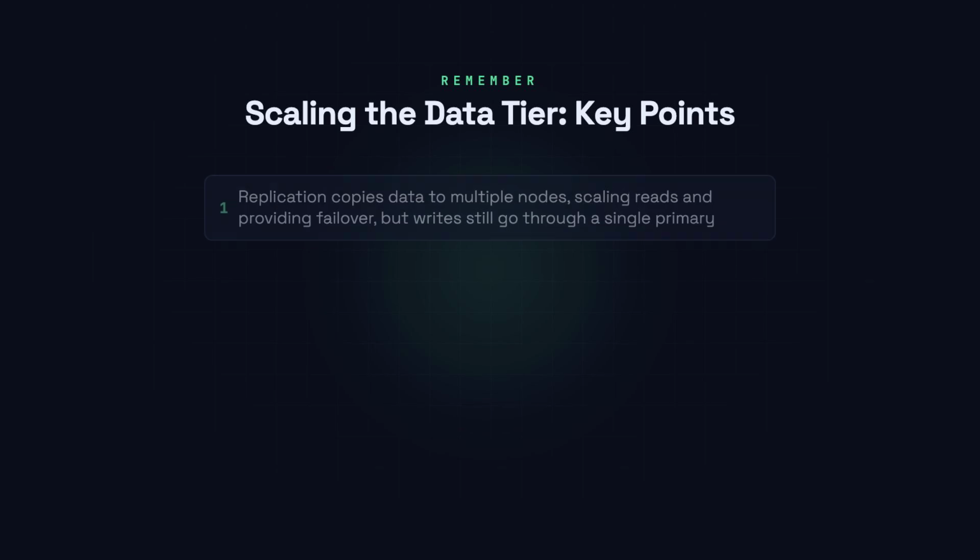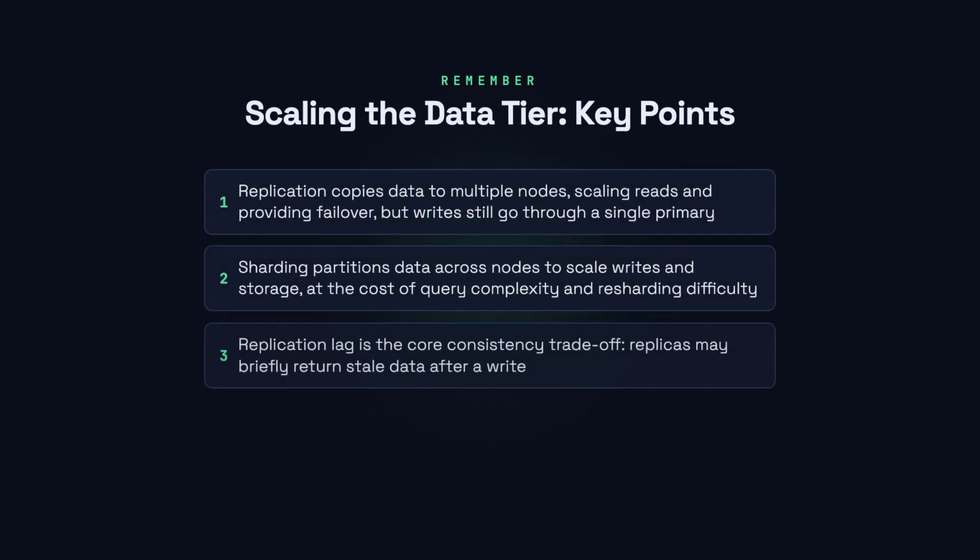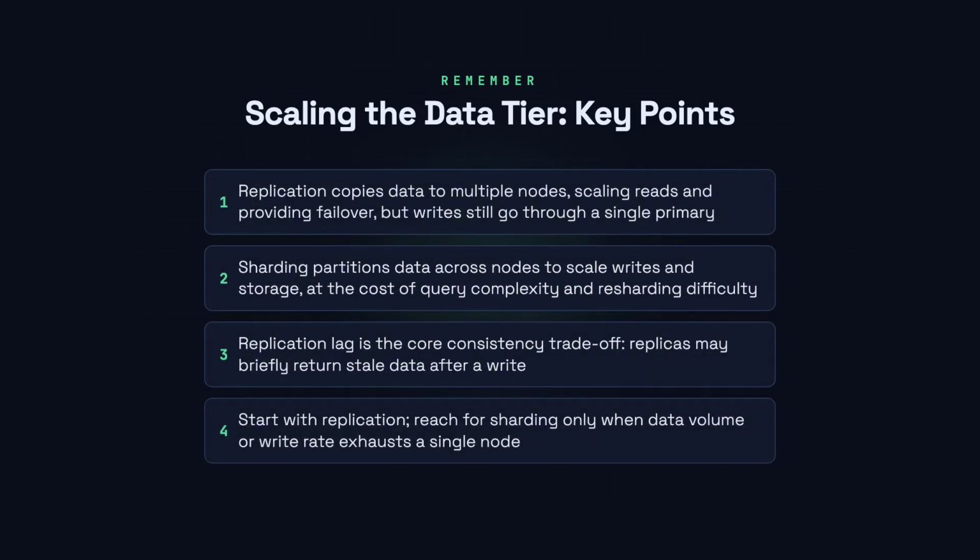To summarize, replication and sharding are complementary tools for a data tier that has outgrown a single node. Replication copies the full dataset to multiple nodes, so reads scale out and a failed primary can be replaced. Sharding divides the dataset so that no single node bears the full weight of storage or writes. Both add real operational and consistency complexity, so treat them as deliberate architectural decisions, not defaults to reach for on day one.